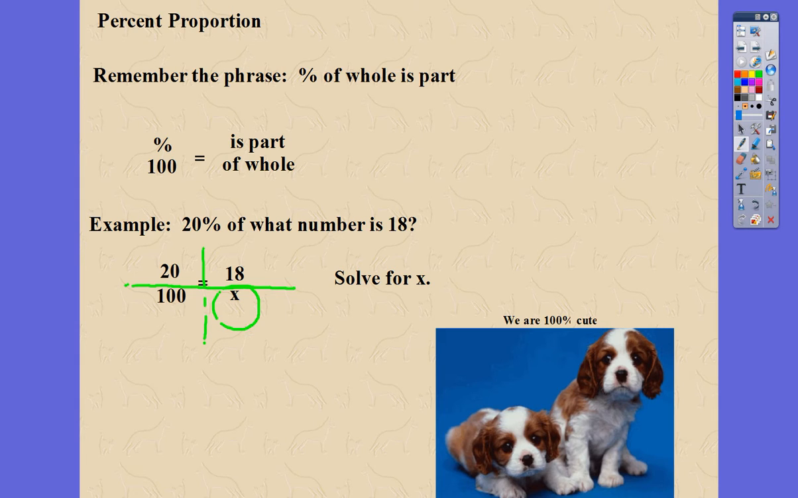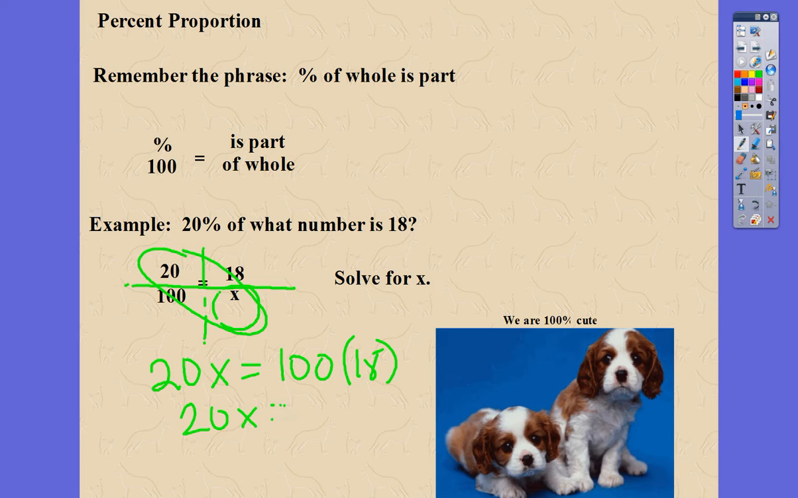So now this is very familiar to them. This is a straight proportion. All they have to do is use their cross multiplication. So they can cross multiply 20 and x and get 20x. And they can cross multiply 100 times 18. So they get 20x equals 1,800. And then they're going to divide both sides by 20.